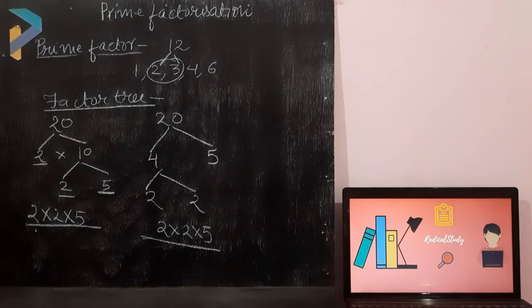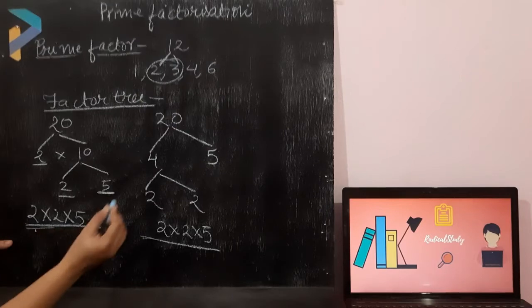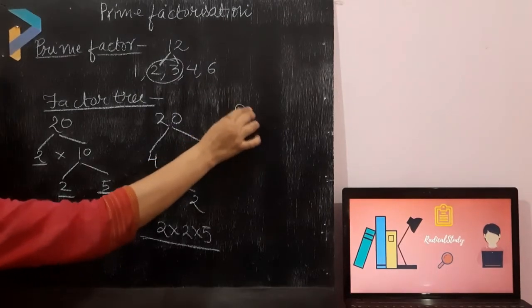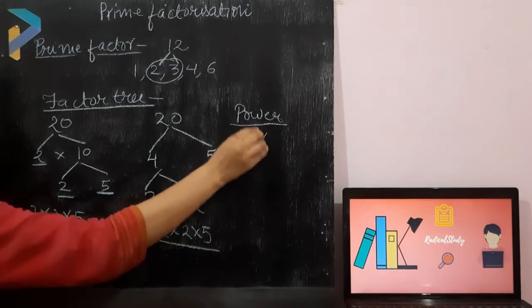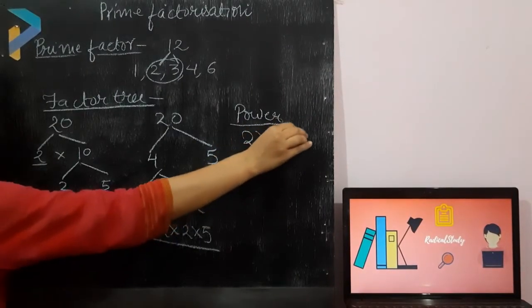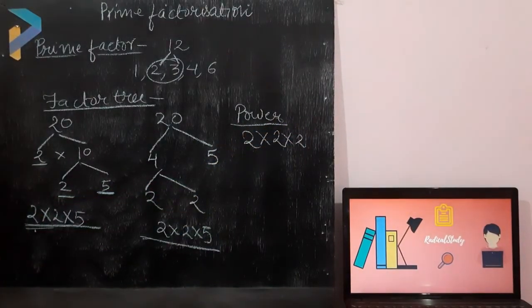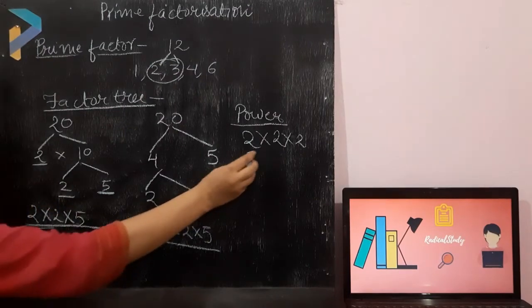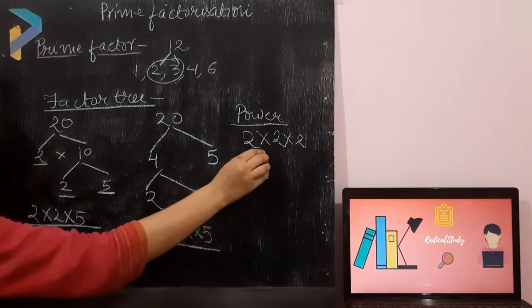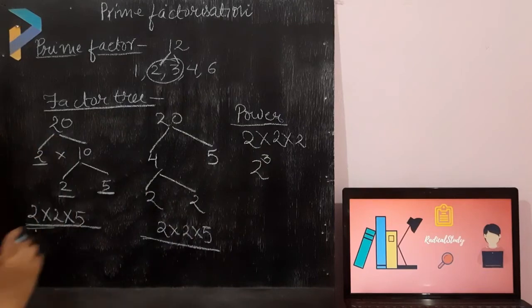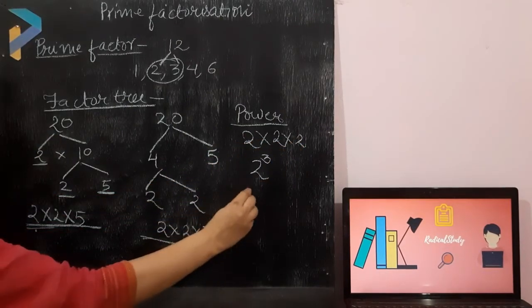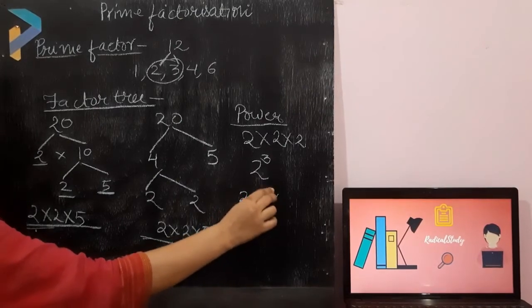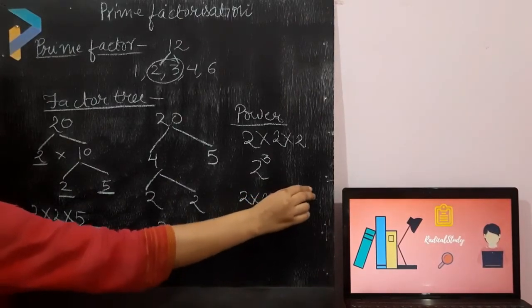What is the concept of power? Now I am going to explain. The concept of power means, if we are writing a number like this, 2 multiplied by 2 multiplied by 2, how many times have I written it? I have written it 3 times. So we can write it like this, 2 to the power of 3, because 2 is written 3 times.